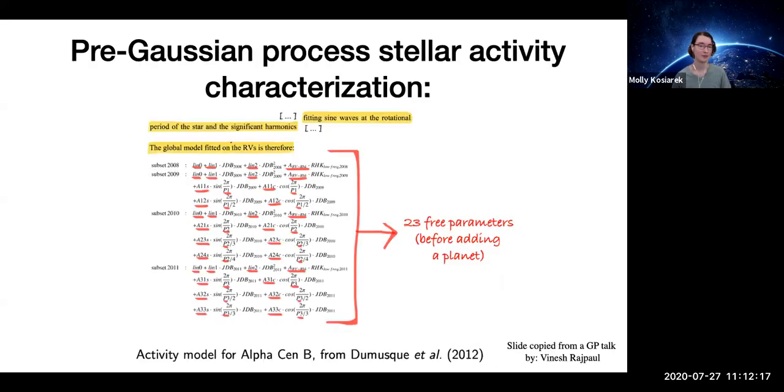As an example, this is one way that activity was characterized before Gaussian processes. This equation is from a 2012 paper on alpha Sun B that fits sine waves at the rotation period of the star and significant harmonics. This stellar activity analysis added in 23 free parameters for only the star. So this type of analysis required a large amount of data in order to fit all of these parameters.